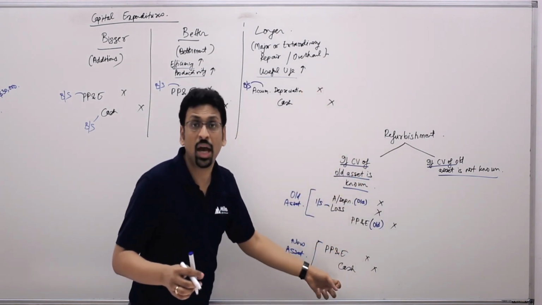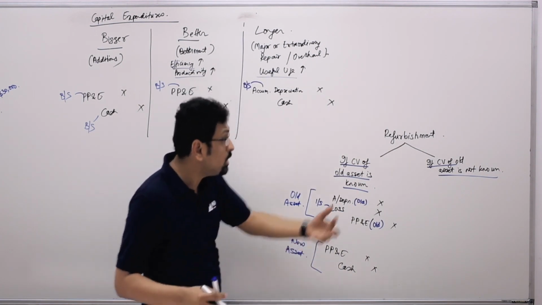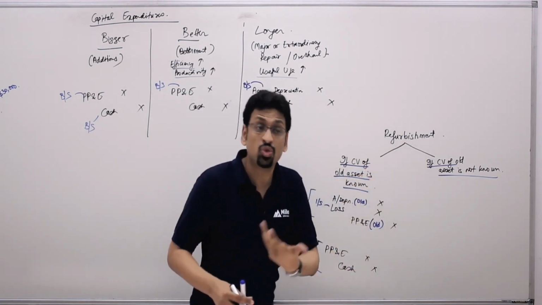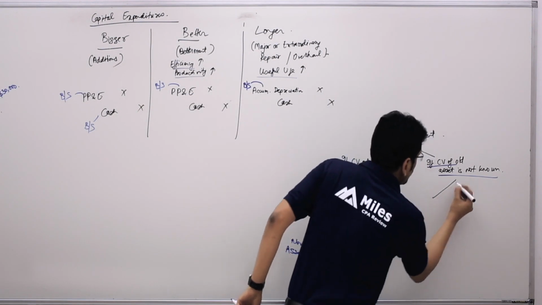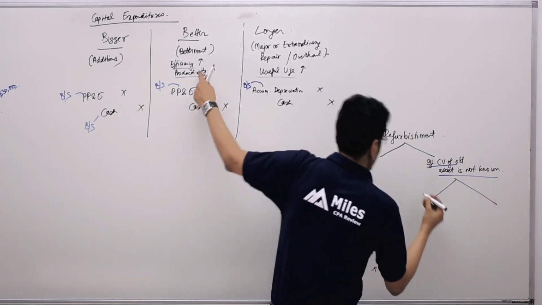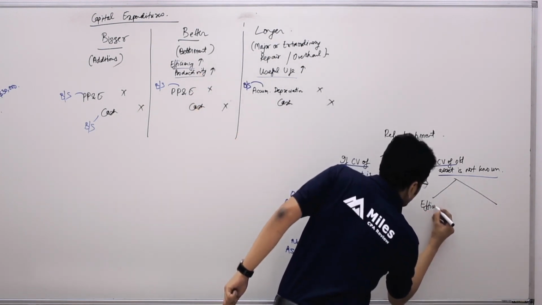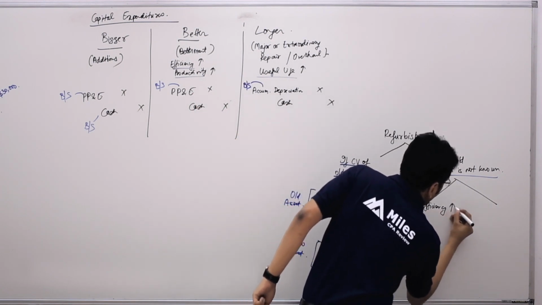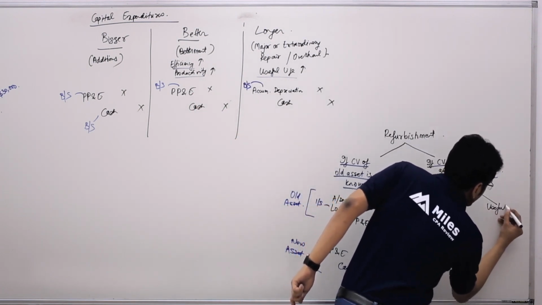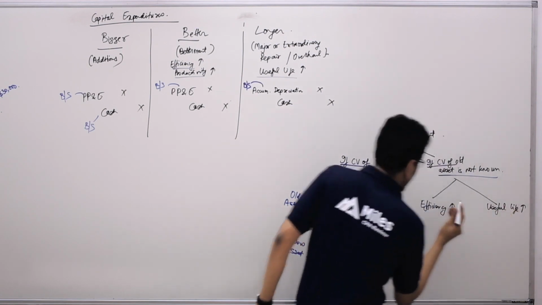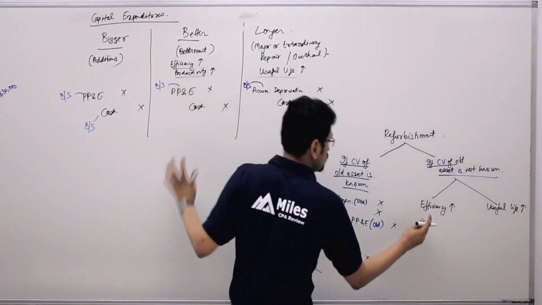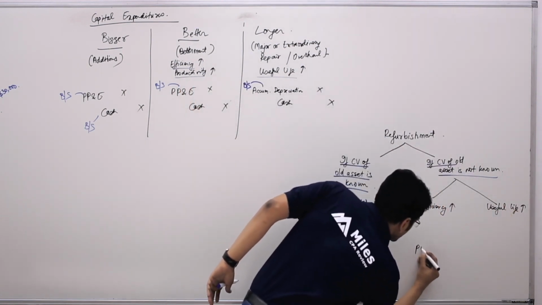So if you know the carrying value of the old asset, simply take off the old asset and PP&E to cash. If you do not know the carrying value of the old asset which is going off, take a call whether the efficiency is increasing or useful life is increasing. If the efficiency is increasing, use this journal entry, PP&E to cash.